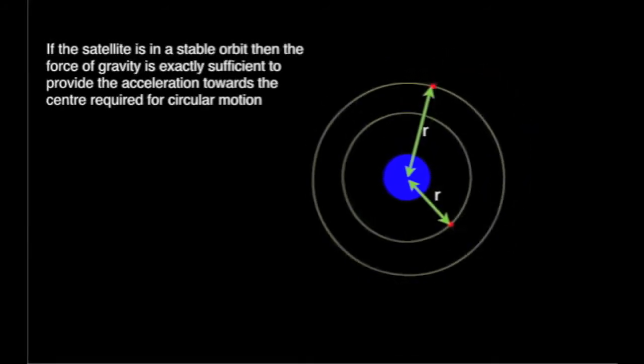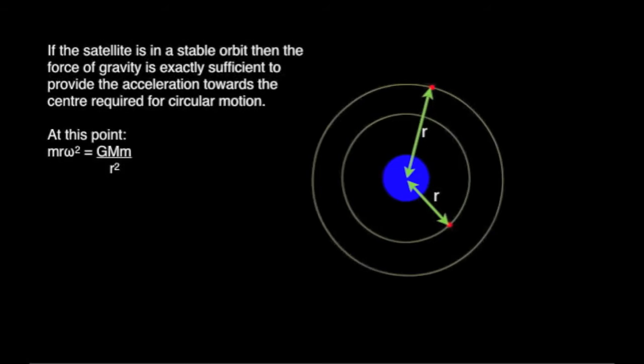If the satellite is in stable orbit, then the force of gravity must be exactly equal to that force needed to provide the acceleration to the center for circular motion. We look at this both in terms of angular velocity and linear velocity. The force required to maintain circular motion is m r omega squared, where omega is the angular velocity. Lowercase m is the mass of the satellite, r the radius of its orbit from the center of the Earth, G the universal gravitational constant, and uppercase M is the mass of the Earth.